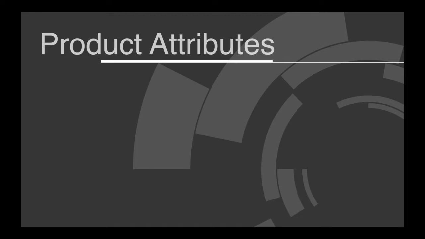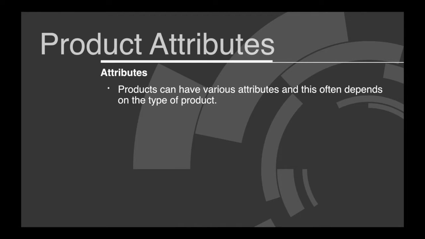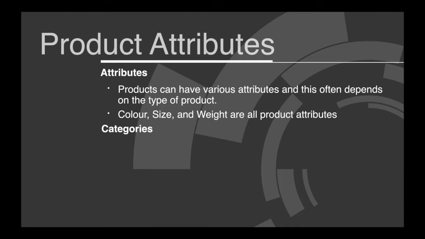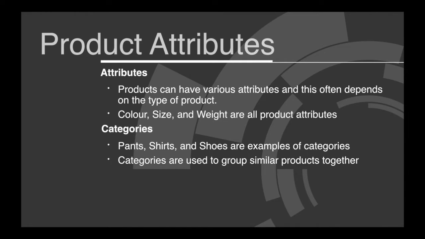Product attributes are something you need to consider. Attributes are things that describe products. This might be a color, a size, or a weight. And often you can use an attribute when you're purchasing a product to customize the product you're purchasing. There's also categories. Those might be pants, shirts, or shoes, and you use these to group products together. Categories could also be something like a manufacturer, a model, or a brand, and you might use those when you're searching or browsing the products to organize them better.